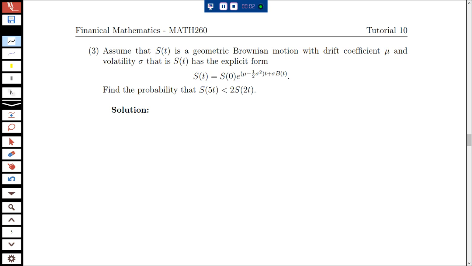Hi everyone, we're up to tutorial 10 question 3. We're working with a geometric Brownian motion and we need to find the probability of a certain condition. So let's take a look at some of these steps.